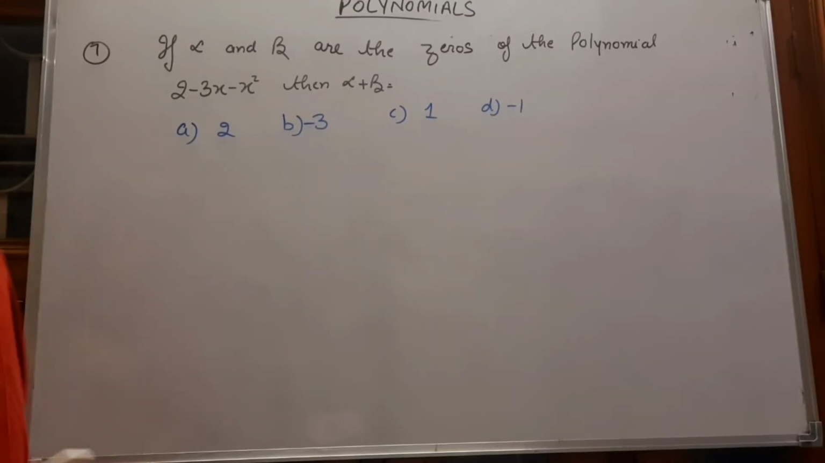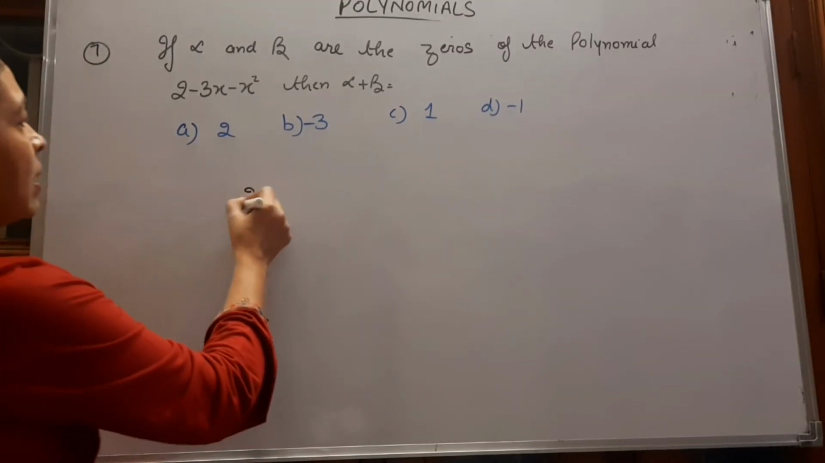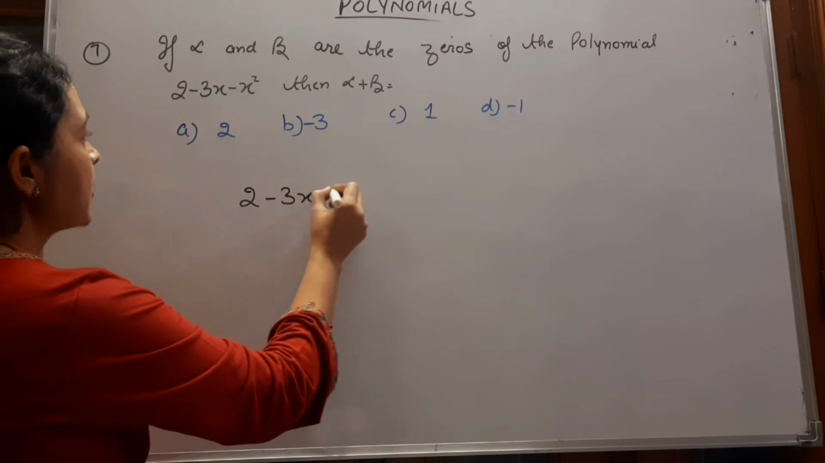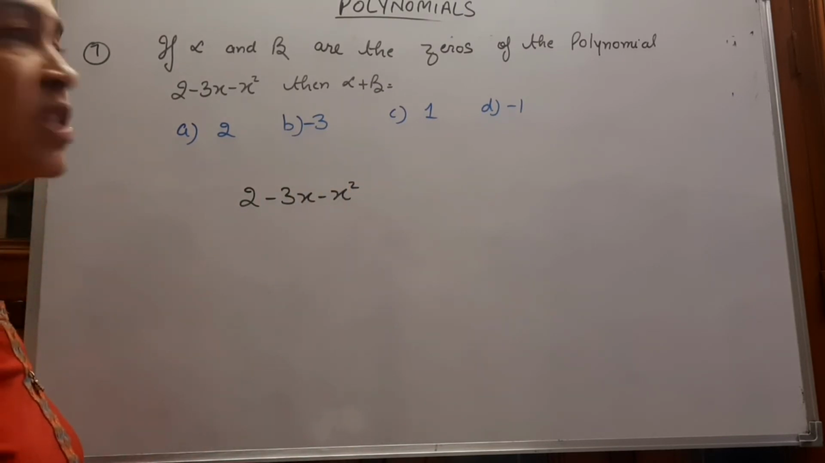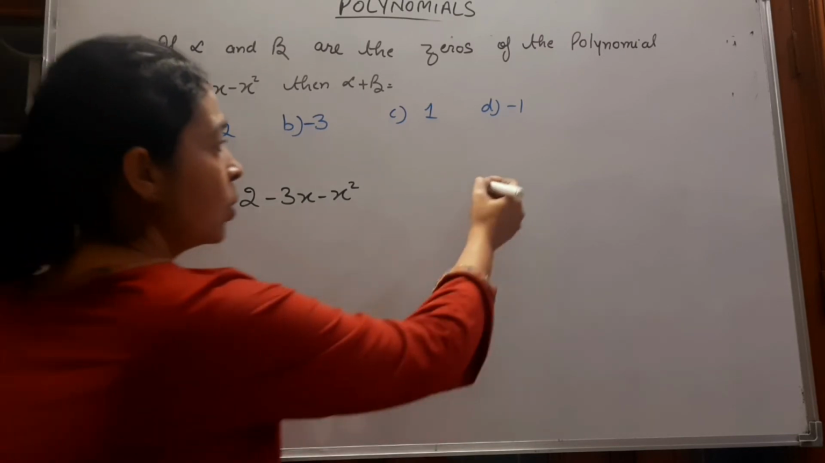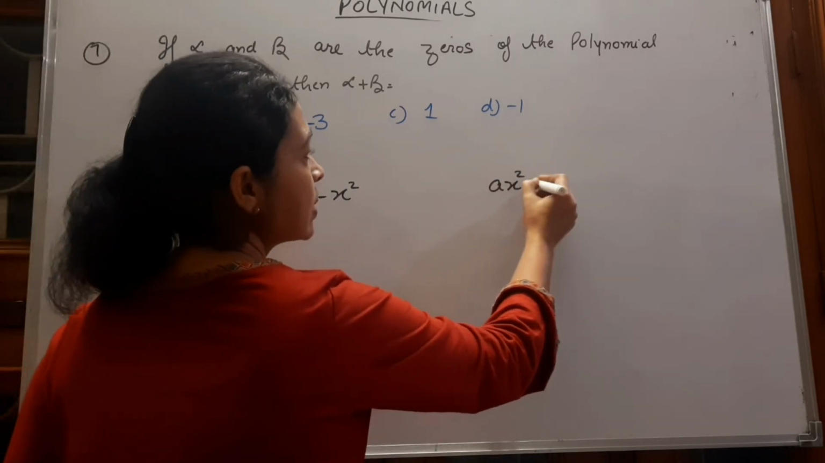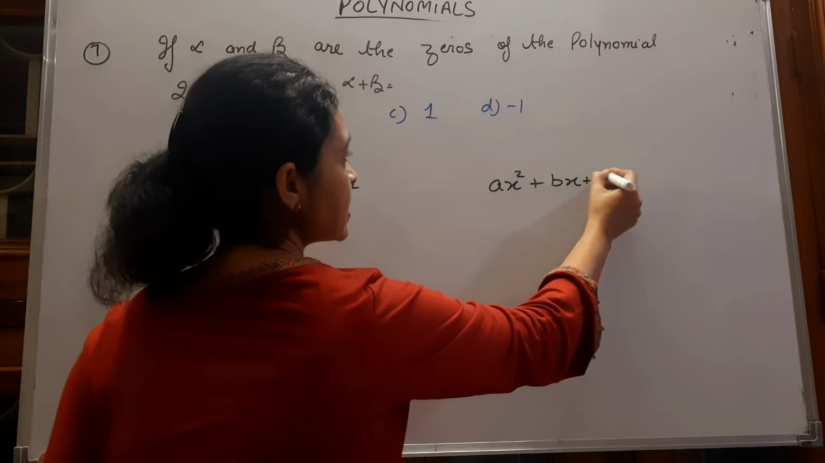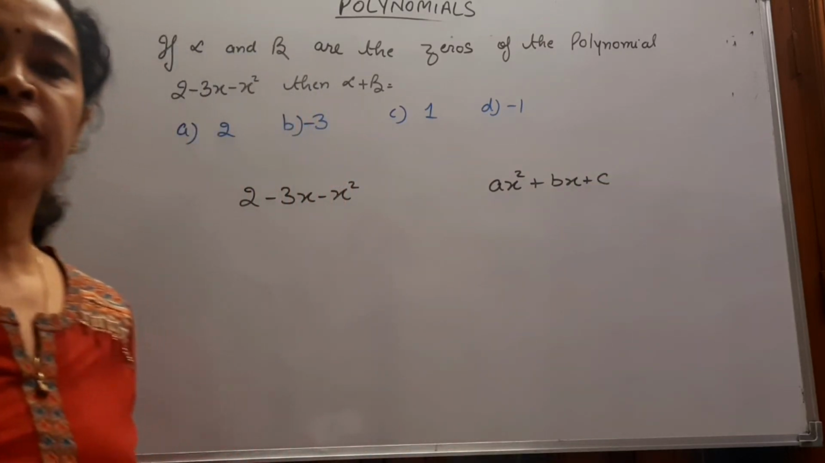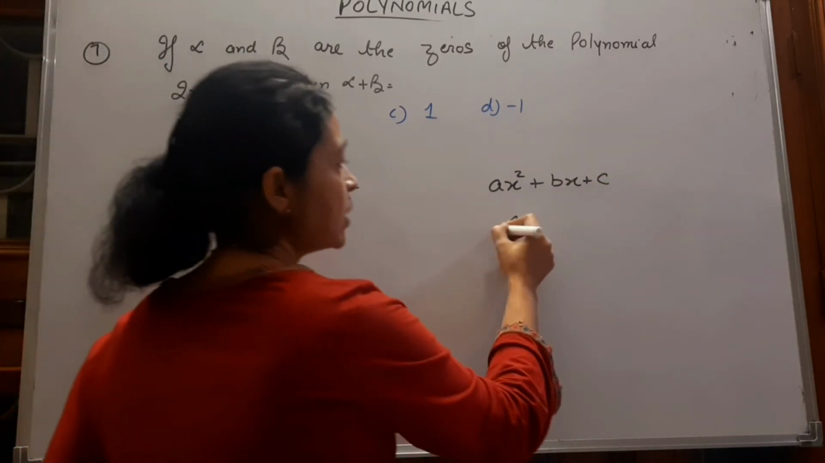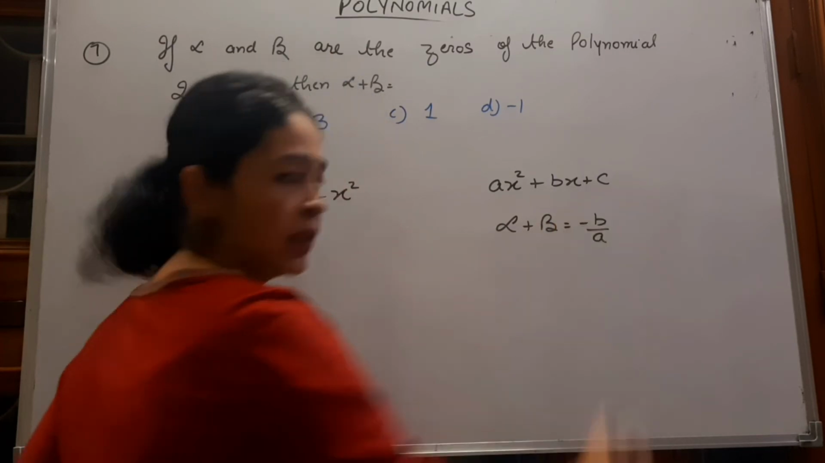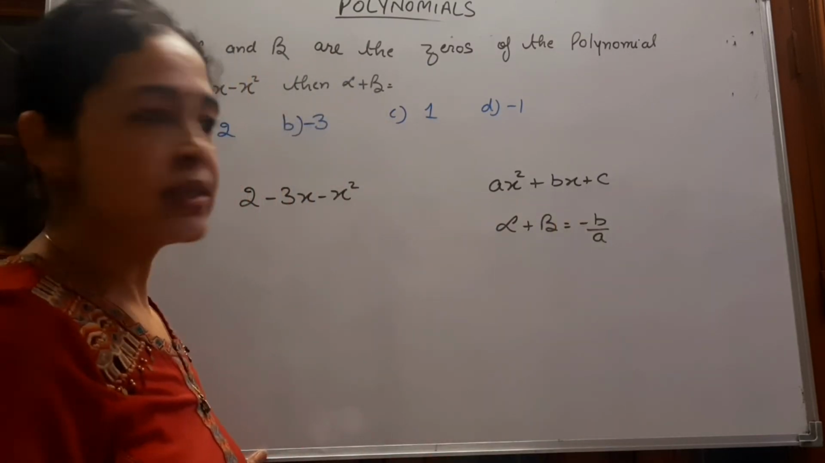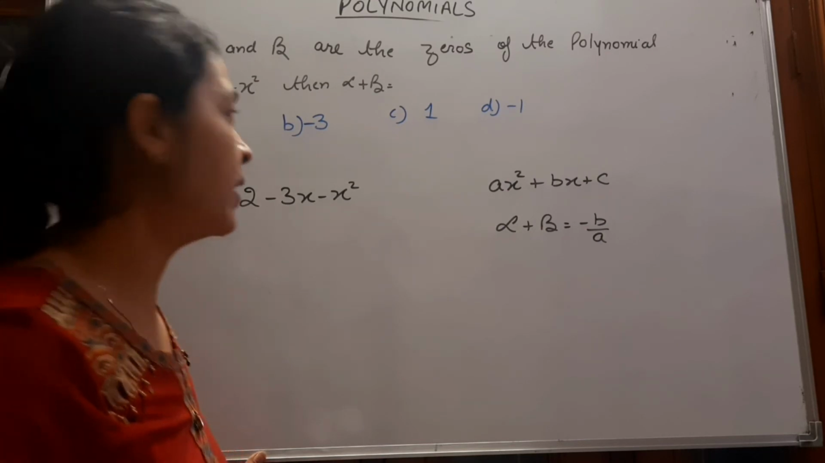If alpha and beta are the zeros of polynomial 2 minus 3x minus x square, we have to find the value of alpha plus beta. Now, our general form is ax square plus bx plus c. This is the general form of a quadratic polynomial. The sum of zeros, alpha plus beta, is minus b upon a. B is the coefficient of x and a is the coefficient of x square.